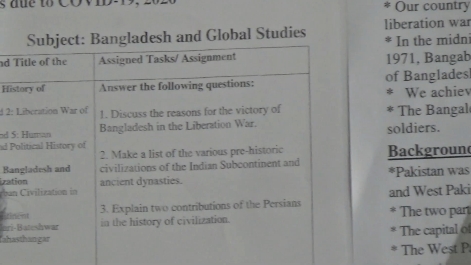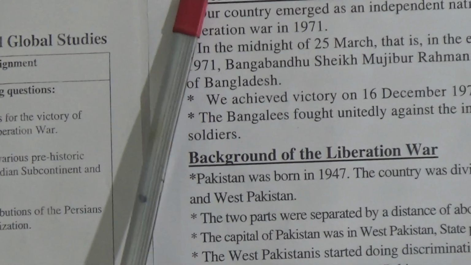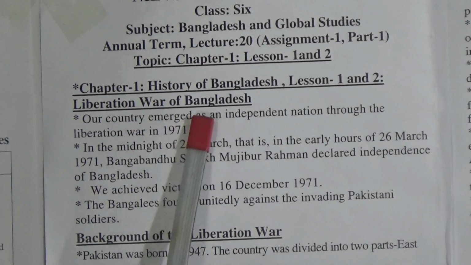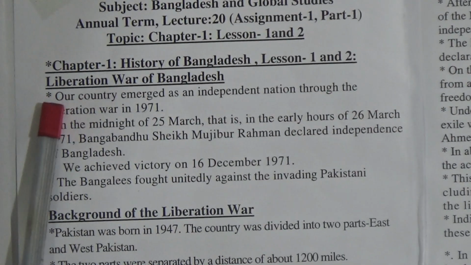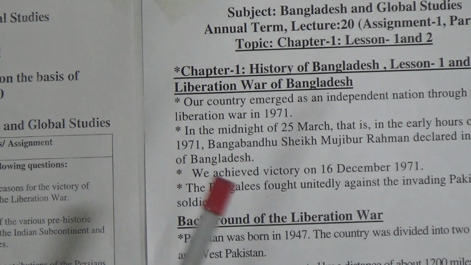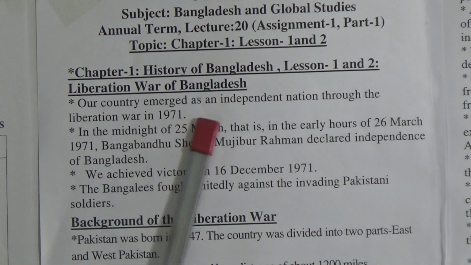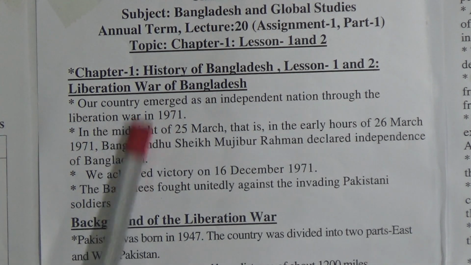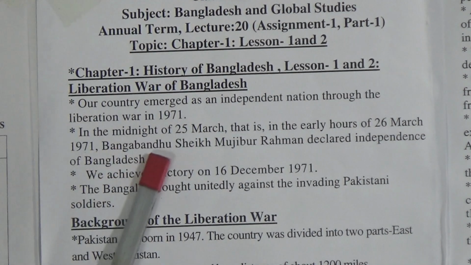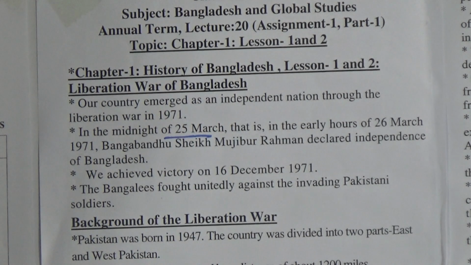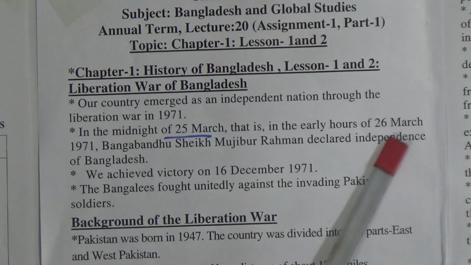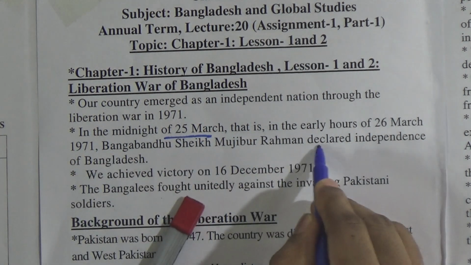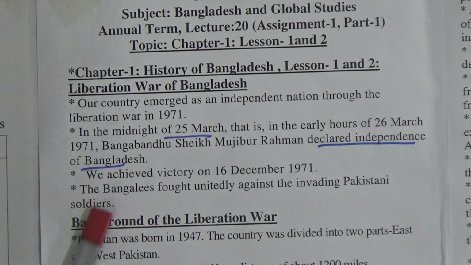So, annual term lecture 20, assignment 1, part 1. I am discussing chapter 1, lessons 1 and 2 today. Chapter 1, History of Bangladesh, lessons 1 and 2, Liberation War of Bangladesh. You know, our country emerged as an independent nation through the liberation war in 1971. This is the background of the liberation war. In the midnight of 25 March, in the early hours of 26 March 1971, Bangabandhu Sheikh Mujibur Rahman declared independence of Bangladesh.